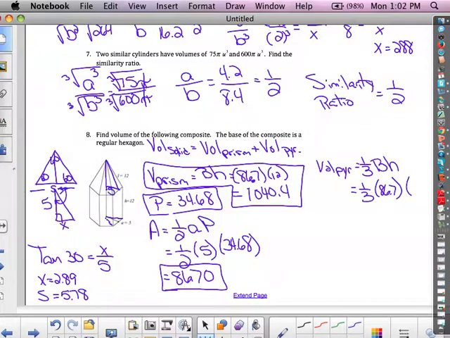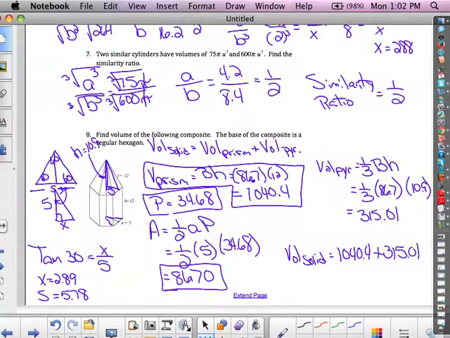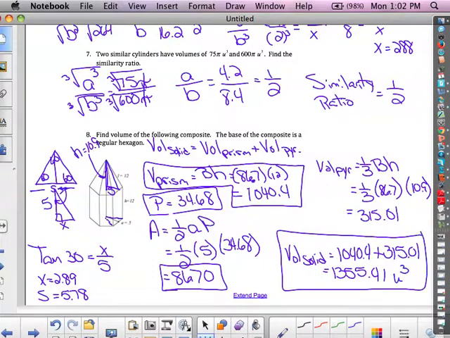I need the perpendicular height. So again, I have this triangle in the center. It's a right triangle. And if you notice, it's the same numbers as before, so we know that this height is 10.9. You can use the Pythagorean theorem and verify that. So the height is 10.9. So I will have 315.01 units cubed for the volume of the pyramid. So now the volume of the solid is equal to 1040.4 plus 315.01, which is 1355.41. That's the volume of the solid, units cubed.